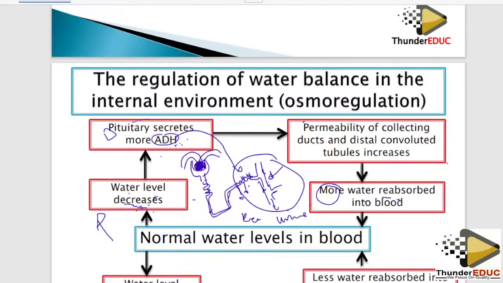Guys, please don't use "more is absorbed." We will cross it with a happy face. Why? Because I've told you and you have not taken it as a note. Please don't use absorption, it is reabsorption. Now someone can ask me, why reabsorption? It is because the first absorption occurs in the digestive system. This is the second absorption. Hence we say reabsorption of water to the blood.